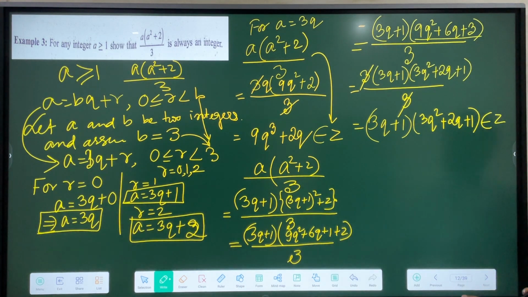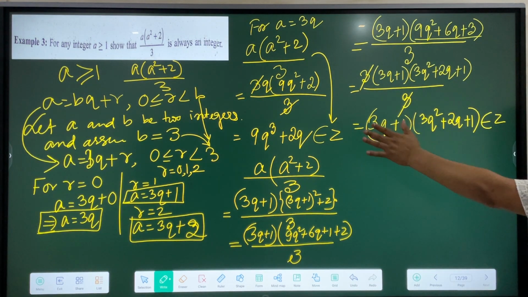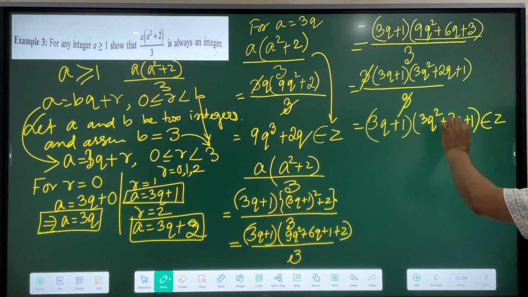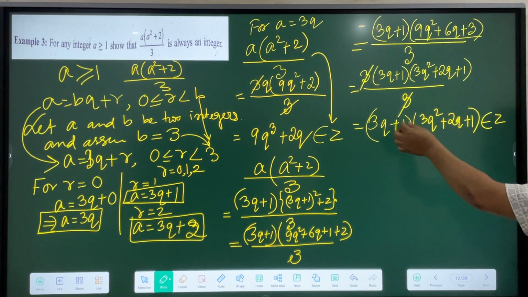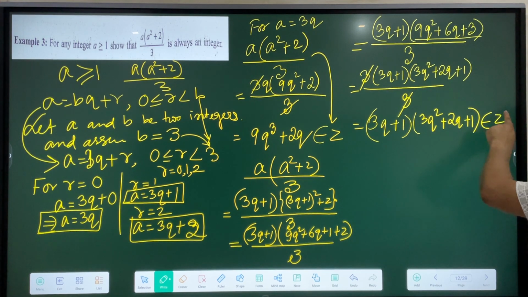Why? Because everywhere q is present, and some numbers are present. No x, no y, nothing else. If any other alphabets were there, then we could not write belongs to Z. Everywhere q is the only letter there. As we know, q is always an integer.